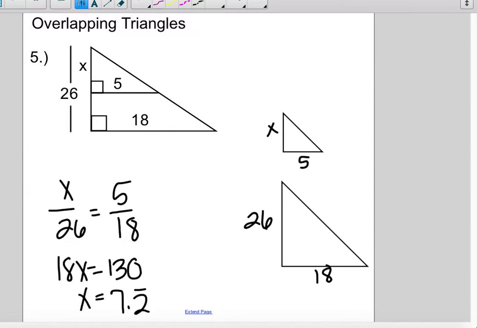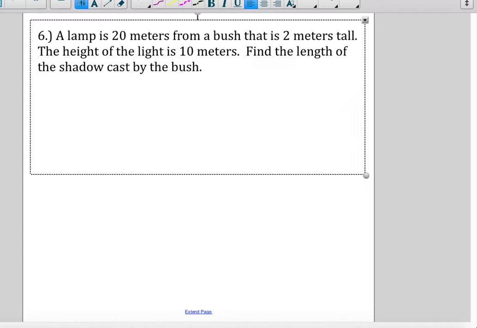Let's look at a couple word problems here, and let's see if we can figure out if we should set up overlapping triangles or two separate triangles. So on this particular problem here, we have a lamp is 20 meters away from a bush, and the bush is 2 meters tall. And the height of the light is 10 meters. Find the length of the shadow cast by the bush.